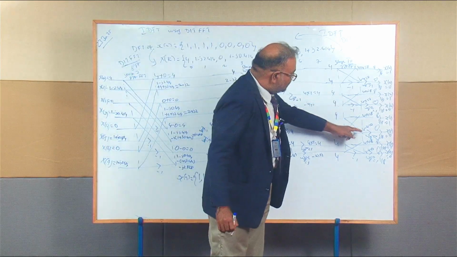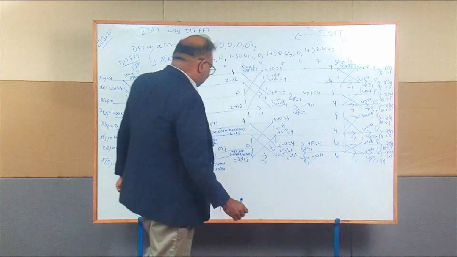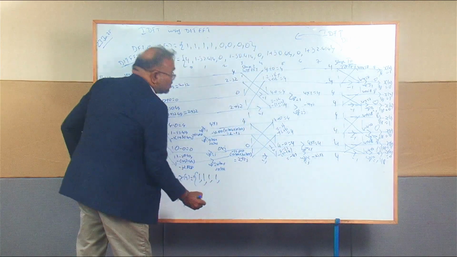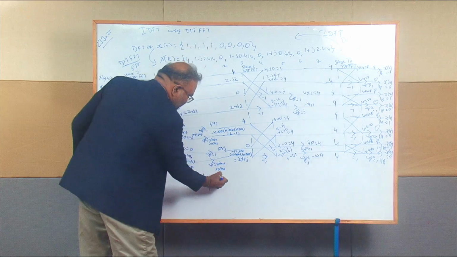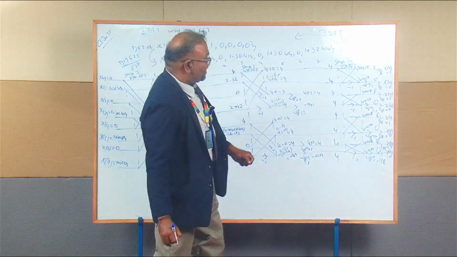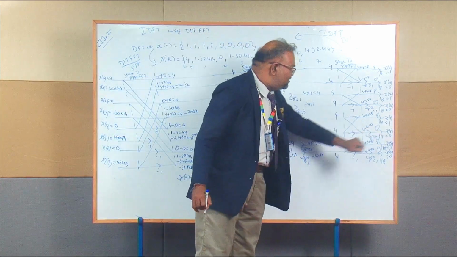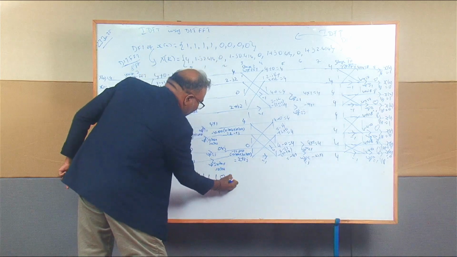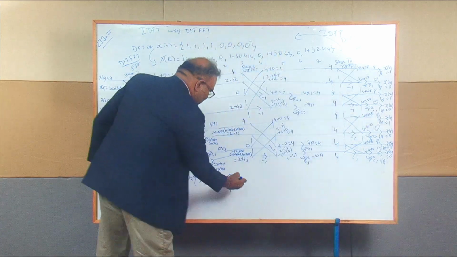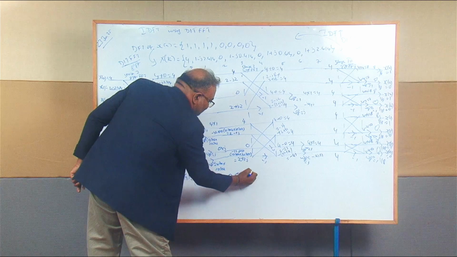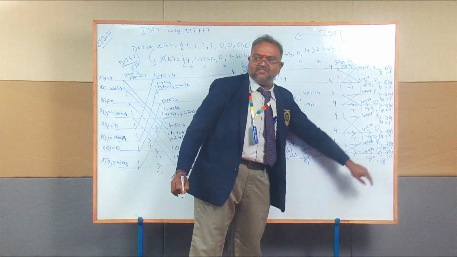X of 3 now. X of 3 value is 1. Next one, x of 4. X of 4 is here, that is 0. X of 5 is here, 0. X of 6 is here, 0. And finally x of 7 is here, that value is also 0.